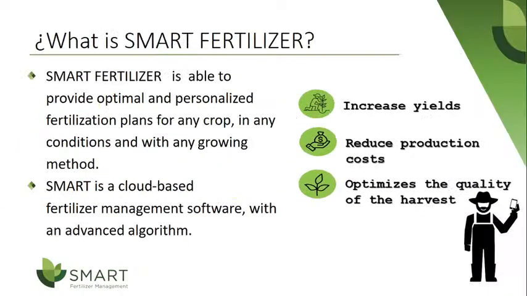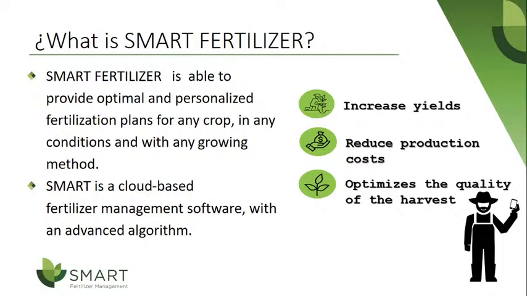So what is a smart fertilizer? A smart fertilizer is able to provide optimal and personalized fertilization plans for any crop in any condition and with any growing method. Smart is a cloud-based fertilizer management software with advanced algorithms. That means that this software can give us fertilization plans based on the nutritional requirement of the crop, the area, the analysis, if we have soil, water, or tissue analysis, also based on the phenological state of the crop and our yield goal.